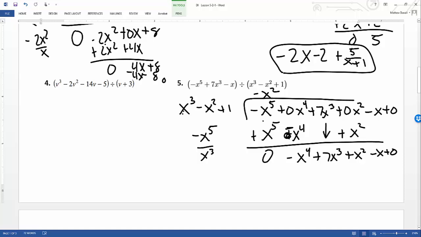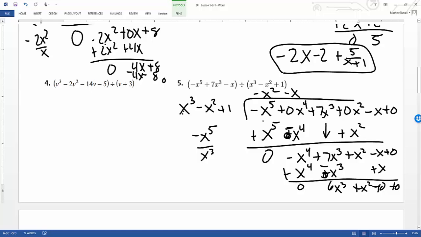So now we do this again. So x cubed into minus x to the 4th, minus x, distribute. And now subtract, so change the signs. So that's 0, that's 6x cubed plus x squared, and then that's plus 0, then plus 0. So then divide again, x cubed goes into 6x cubed 6 times. If you need to write it out, write it out.